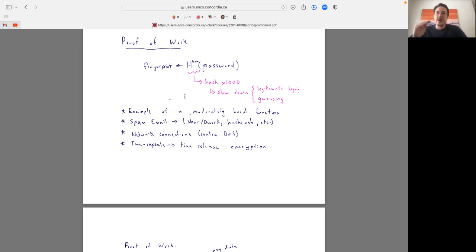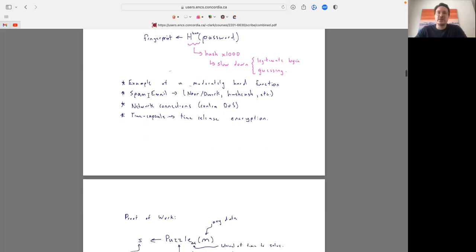And so if they want to go through a dictionary, it's going to take them a long time to go through it because each of these hashes is slowed down. Okay. There were some other ideas, like every time you send an email, you would have to hash the email 1,000 times, and then it would cut down on spam, because if I'm just sending one email to you, that's fine. It takes me a second to hash it 1,000 times.